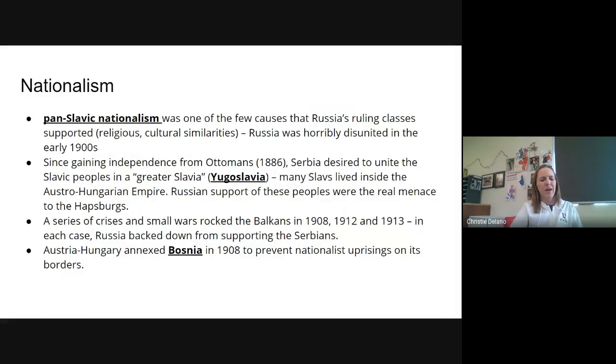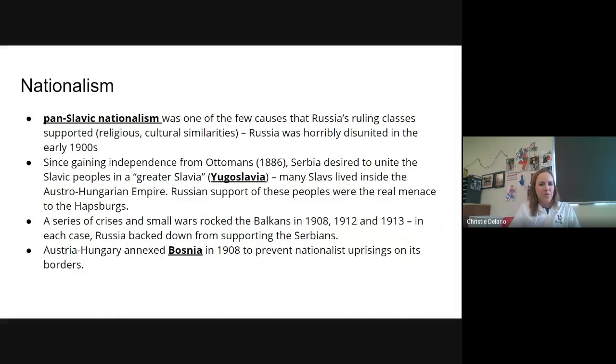Our last main cause of the war is this idea of pan-Slavic nationalism, and we'll show you here on the map in a few minutes. One of the few causes that Russia's ruling class could get behind was this idea of pan-Slavic nationalism on the grounds of religious and cultural similarities. Russia was horribly disunited by the early 1900s. However, they collectively were fairly on board with this idea of pan-Slavic nationalism.